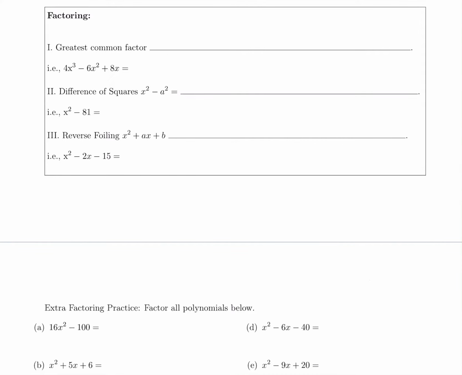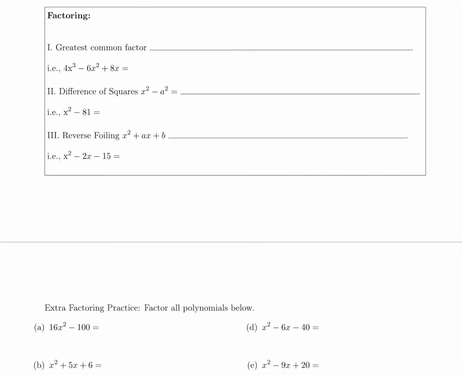In this video, we are going to be reviewing factoring. The first method of factoring we have is the greatest common factor. And sometimes in math, knowing a definition is not very helpful. But with the greatest common factor, the definition literally tells you exactly what to do.